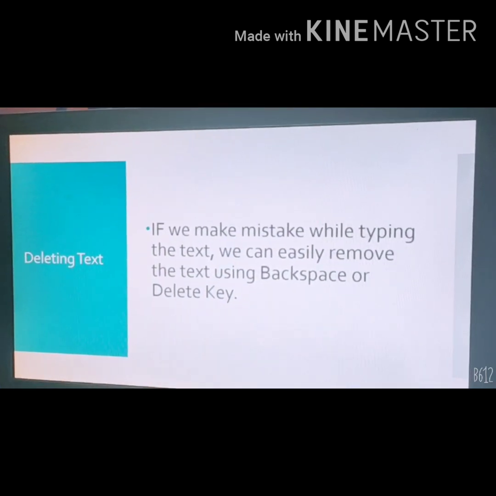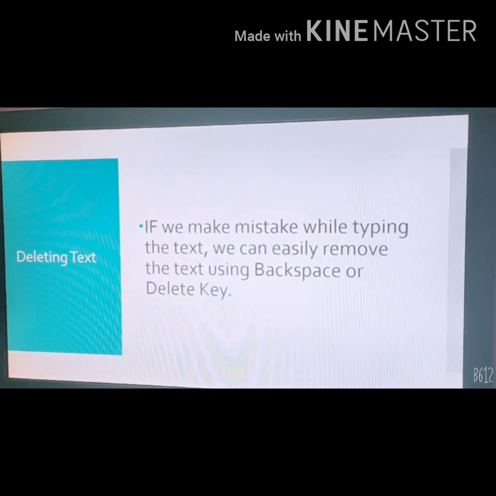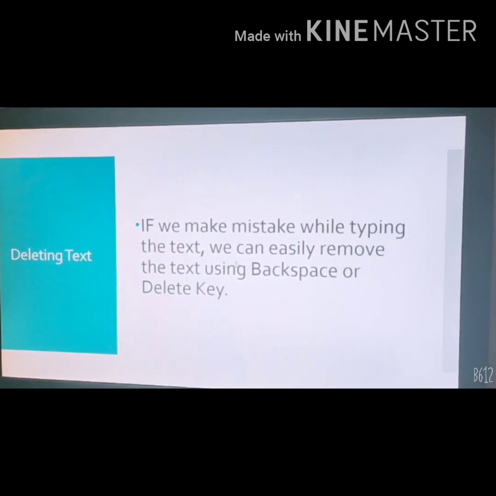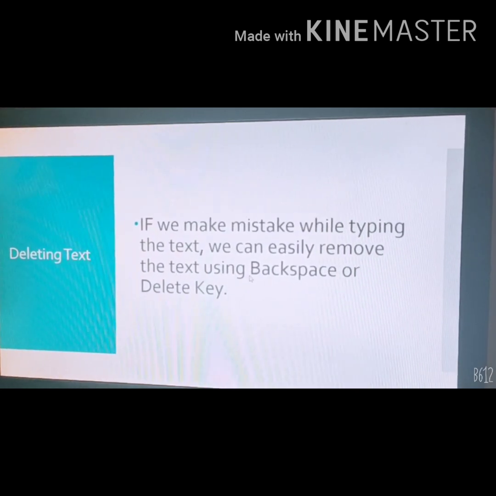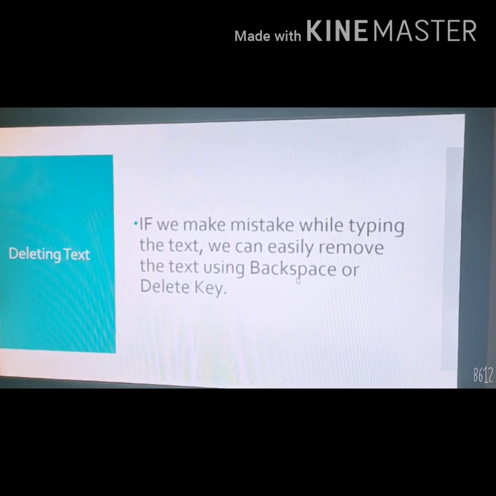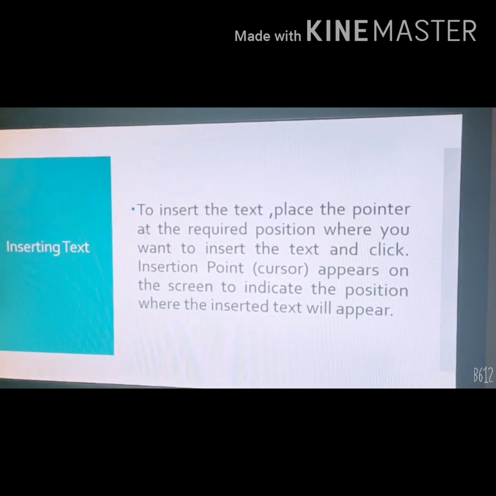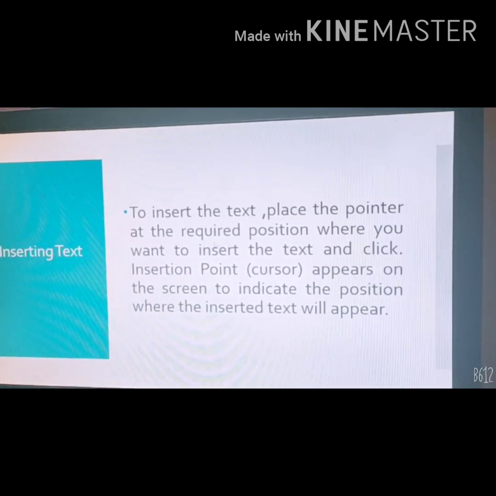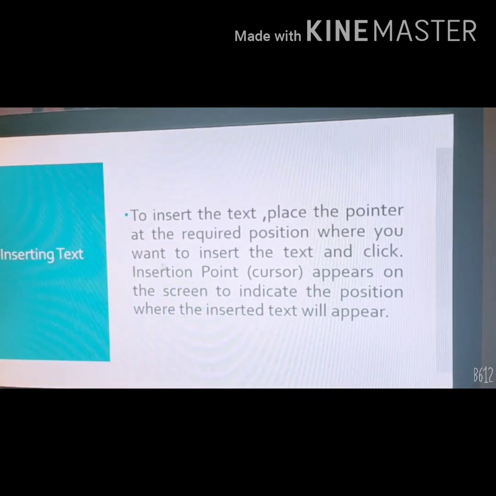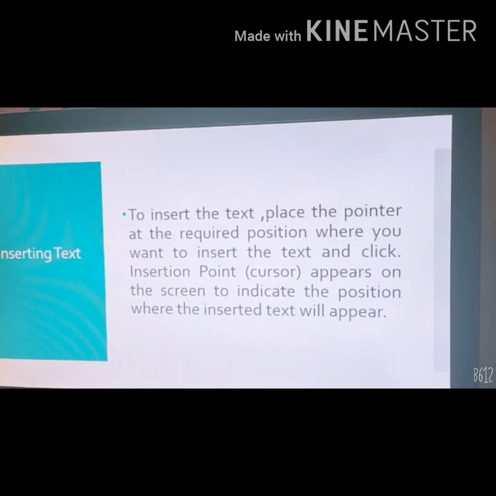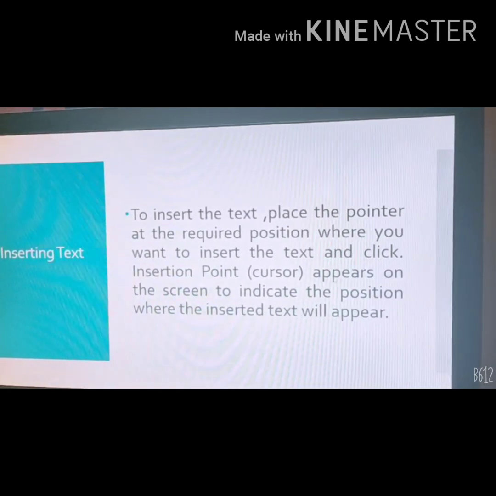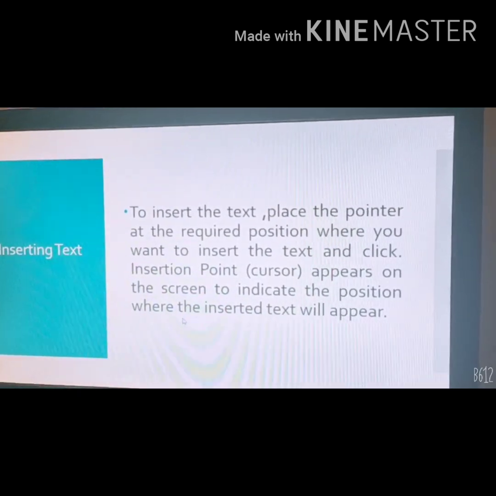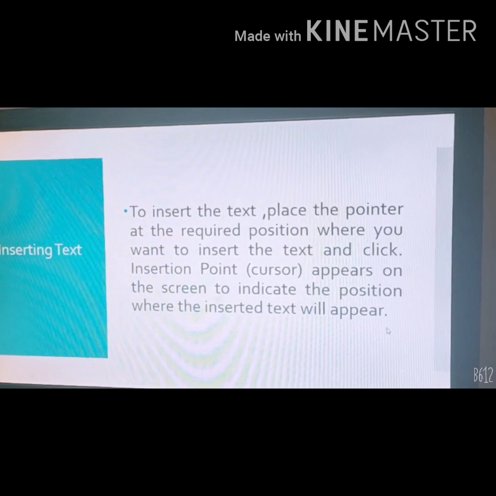Let's recap. Deleting text. If we make a mistake while typing the text, we can easily remove the text using the backspace or delete key. Inserting text. To insert the text, place the pointer at the required position where you want to insert the text and click. The insertion point is the cursor which appears on the screen to indicate the position where the inserted text will appear.